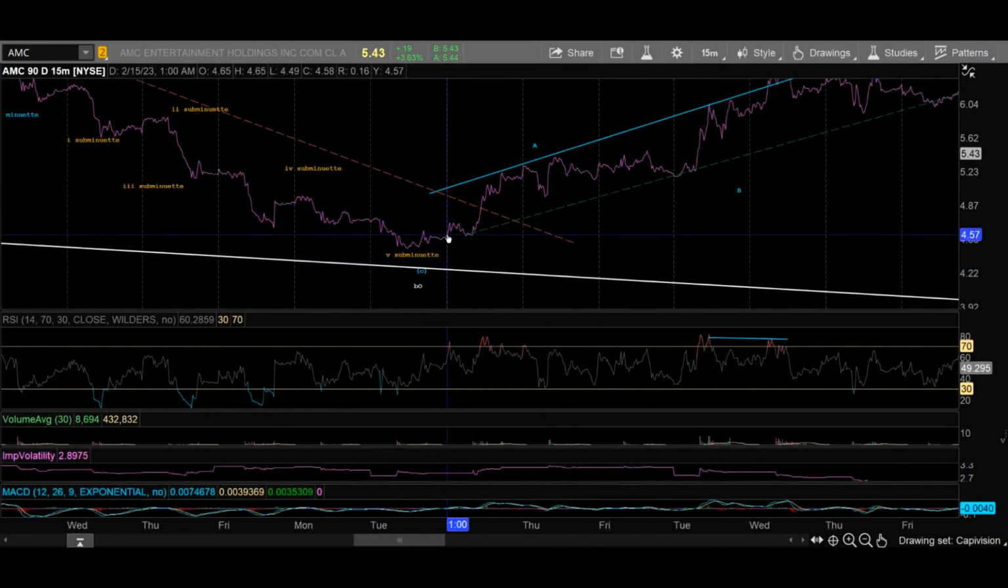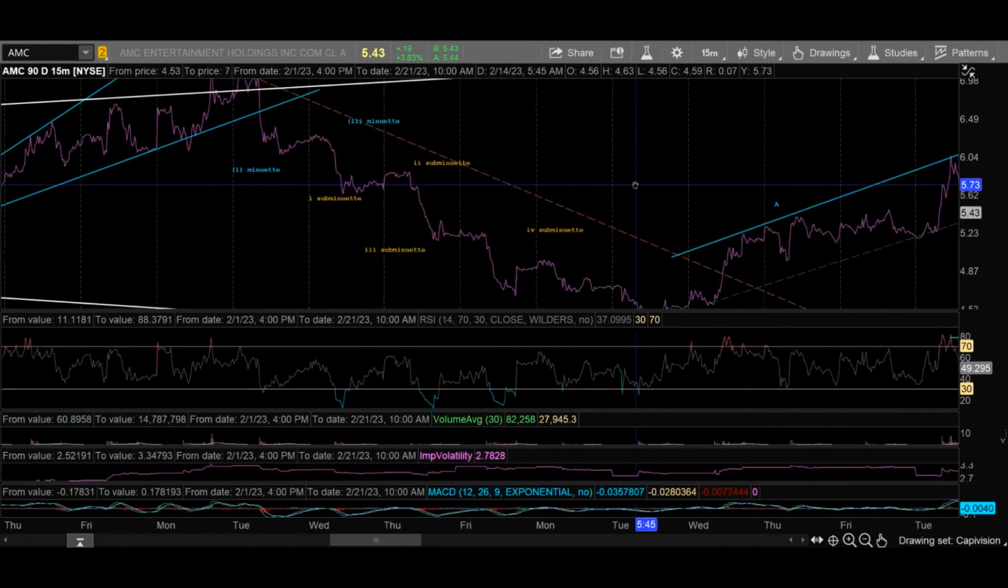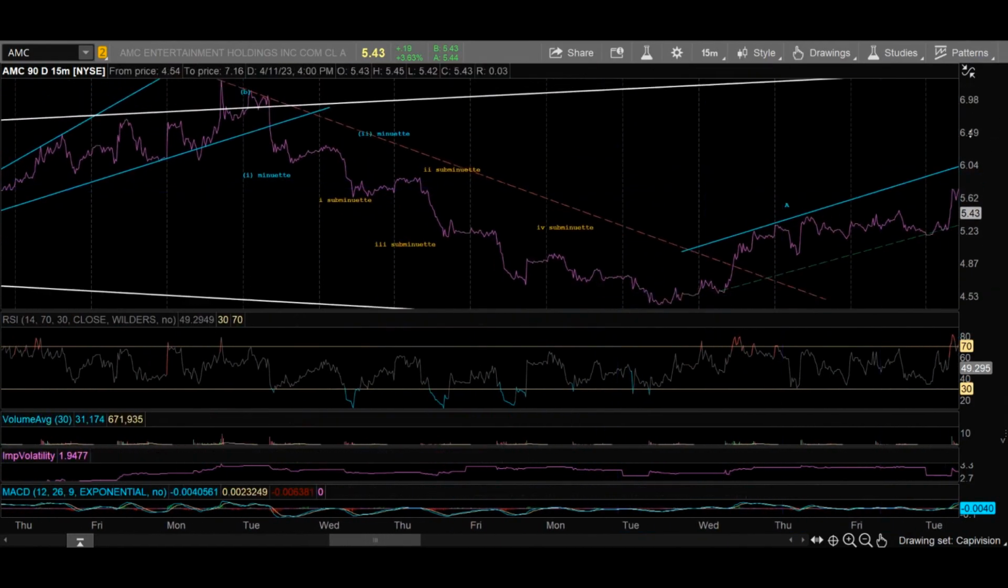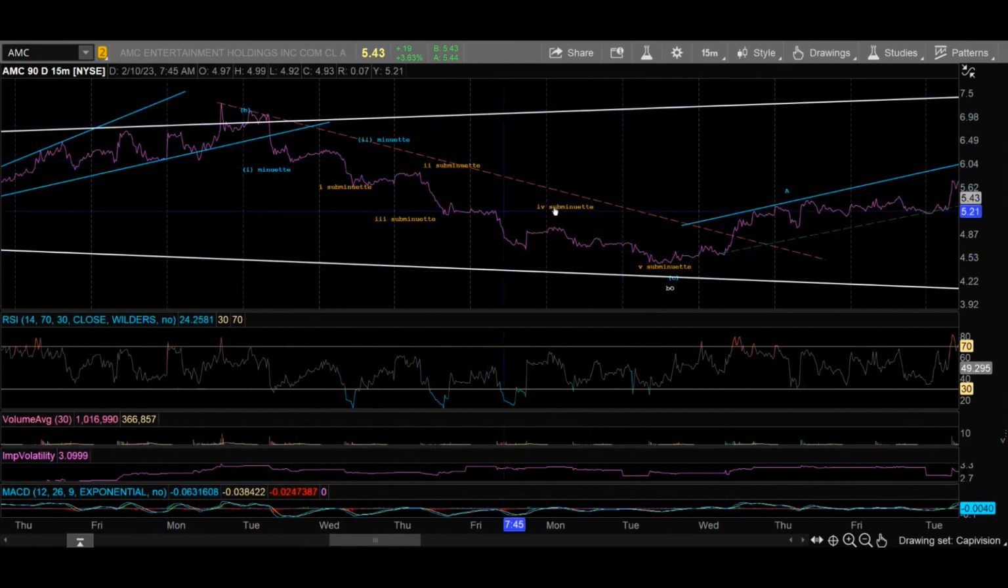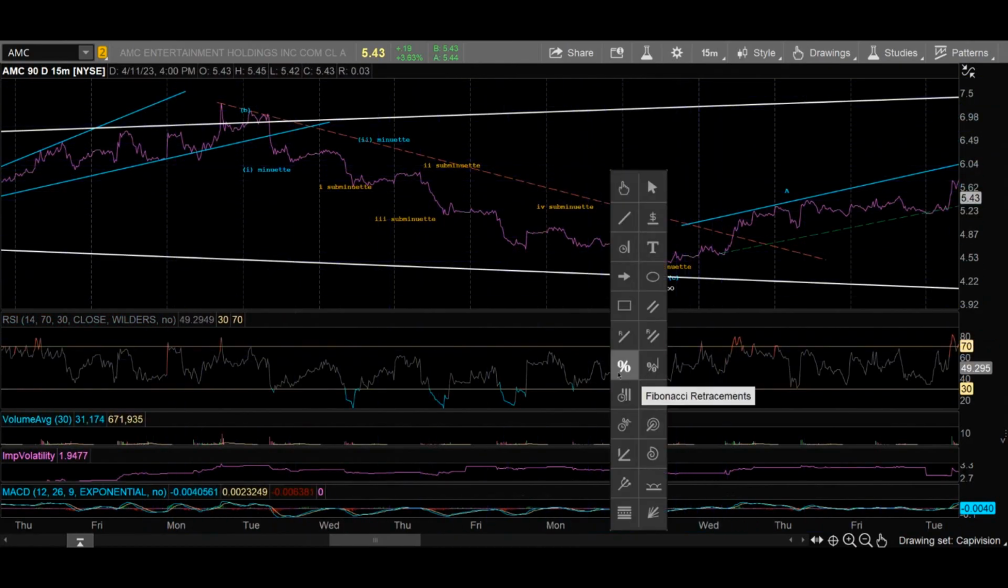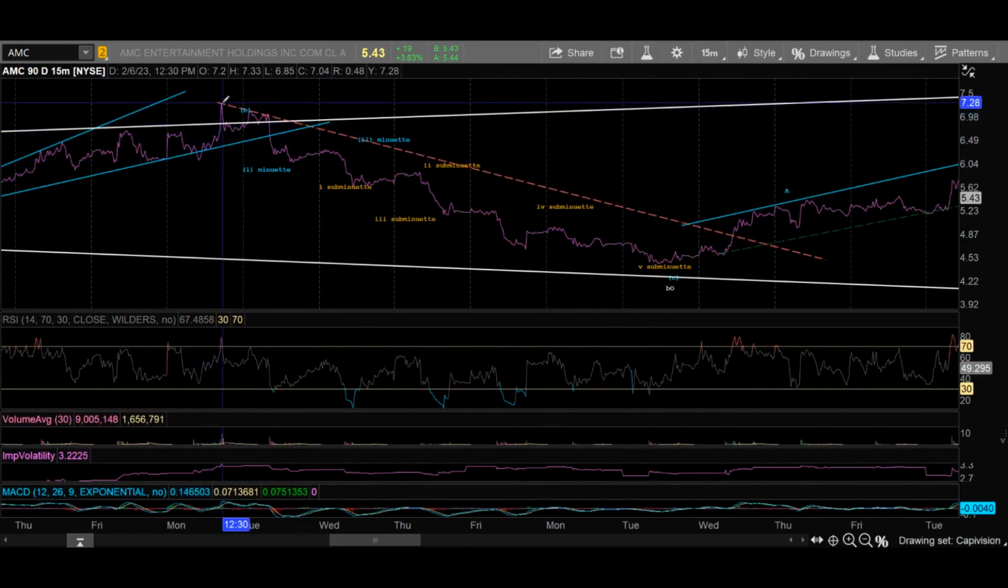Okay, so in the corrective mode heading higher, we're looking for 3 waves to confirm the breakout. And we definitely got that. And then we're looking for a retracement initially. And it's going to be based off the height here. So I'm just going to take some Fibonacci levels, and I want 100% to be on the bottom.